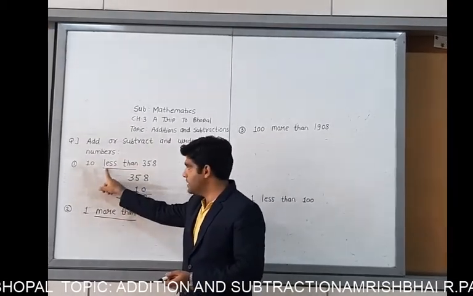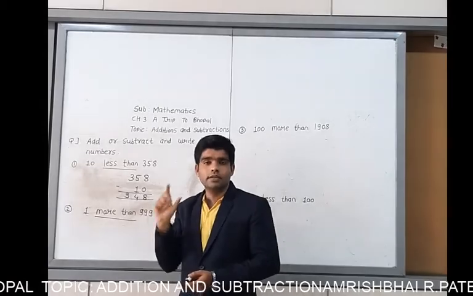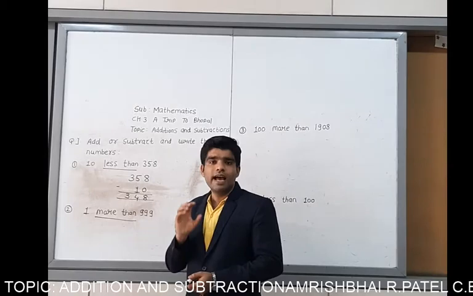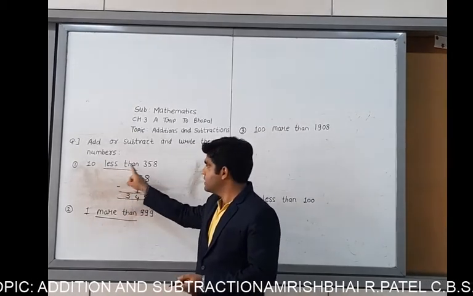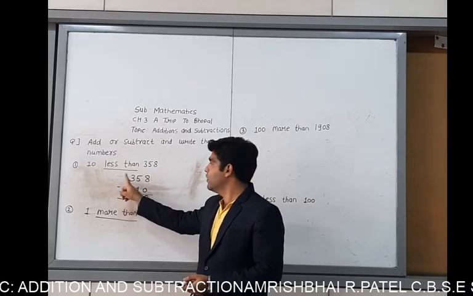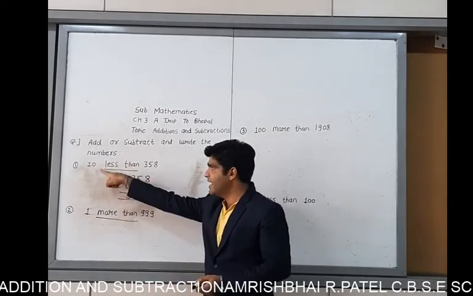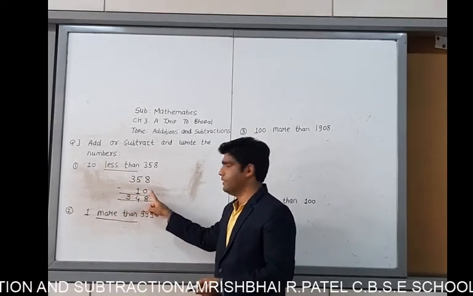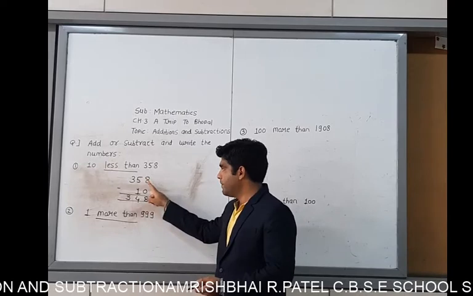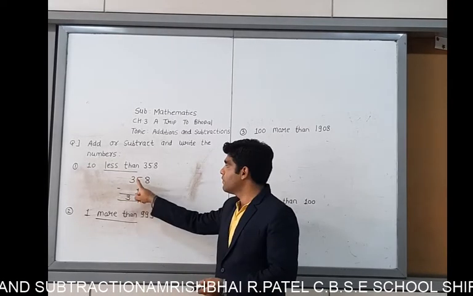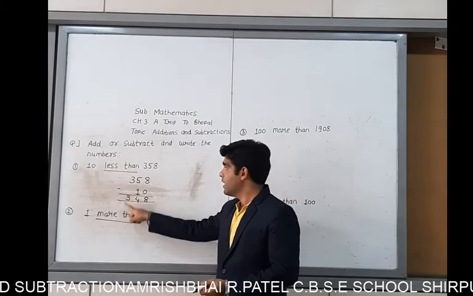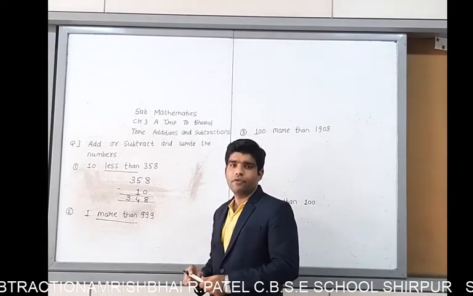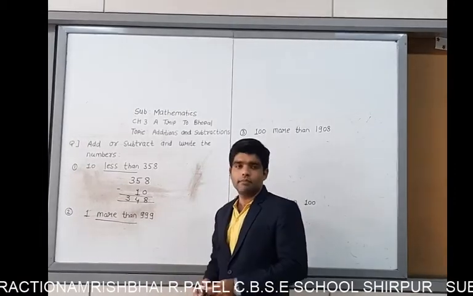Once again I repeat, 10 less than 358. The meaning of less than is that we have to use the subtraction sign, and more than means that we have to use the addition sign. So we write down 358 and subtract 10. Then we solve it. 8 minus 0 is 8. 5 minus 1 is 4. And 3 is also 3. So your answer is 348.